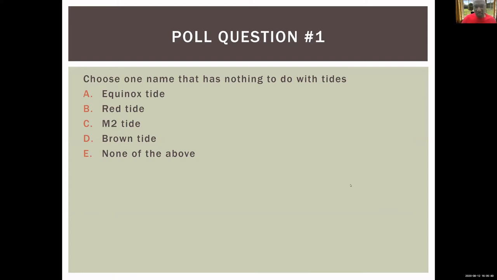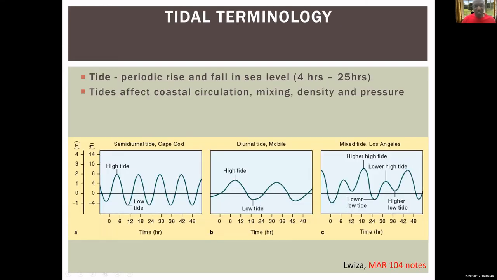So let's continue with the slides. Let's define tide. What is tide? I simply define tide as a periodic rise and fall of the sea level within a given time interval between 4 and 25, 26 hours.